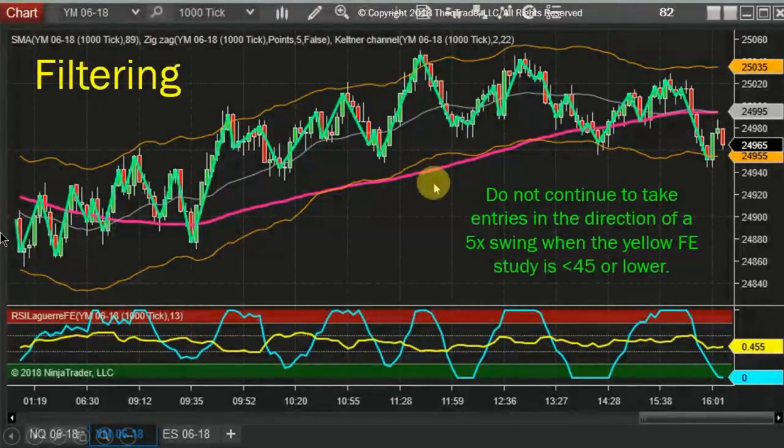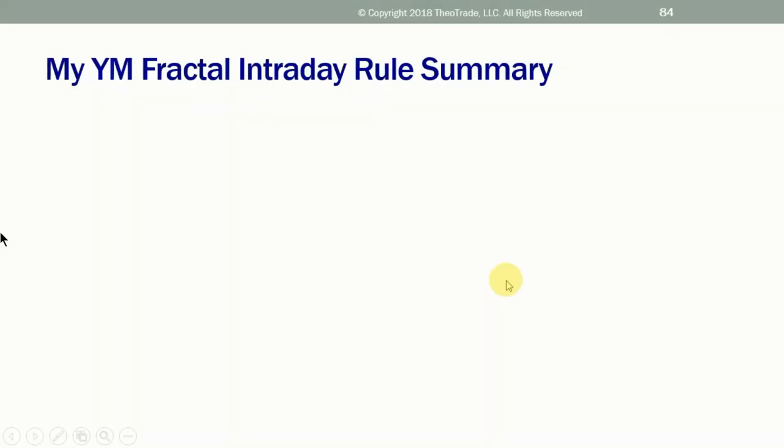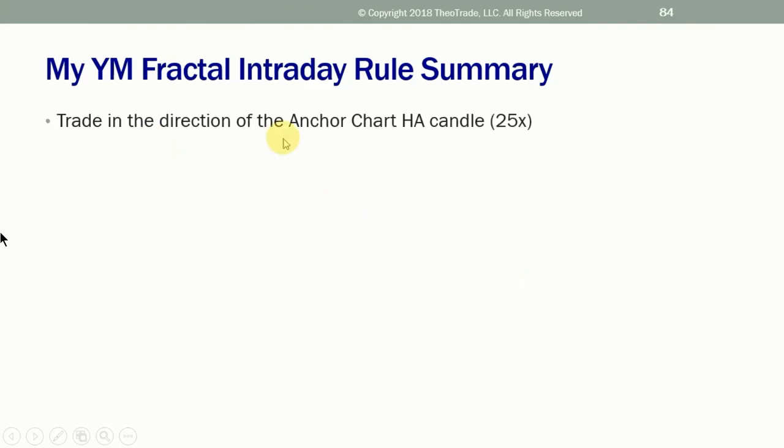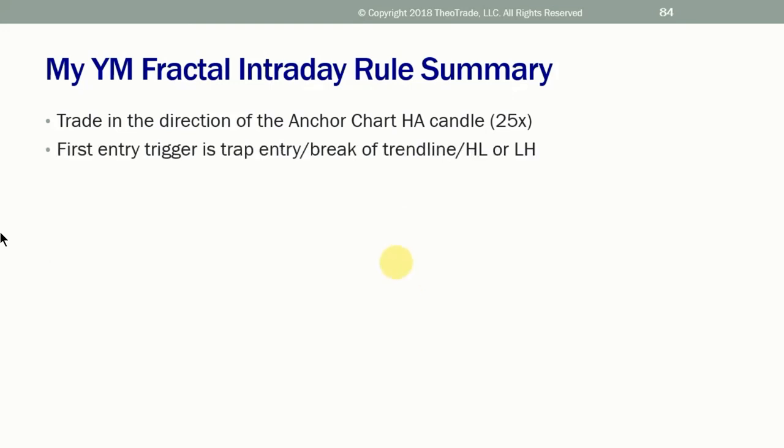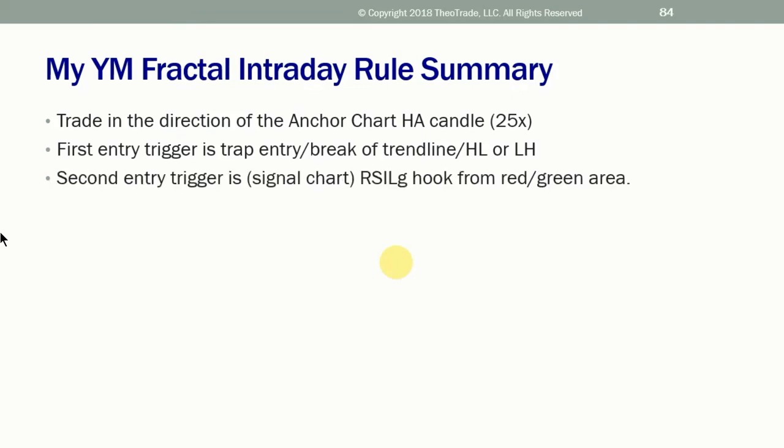Okay, let's catch up here. So there's filtering on the 5x. Here are the tools. Let me run through my rule summary really quick. Trade in the direction of the anchor chart swing. If that's the only thing you learn from today's class, that will save you so much money and frustration. It will simplify things. You'll be going downstream instead of upstream. The first entry trigger is the trap. The second entry trigger is the RSI Laguerre hook.